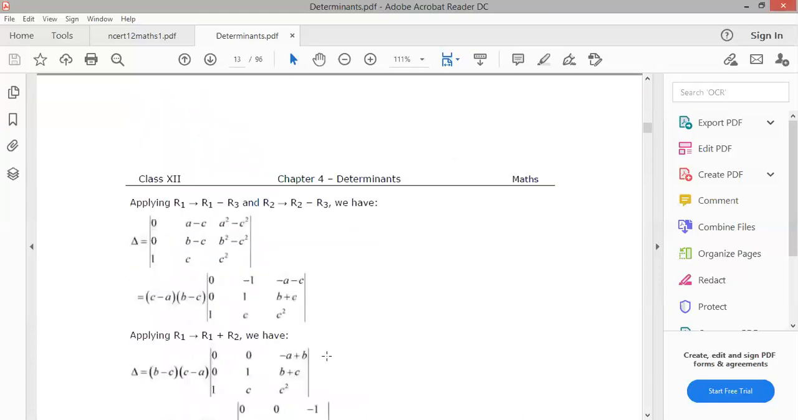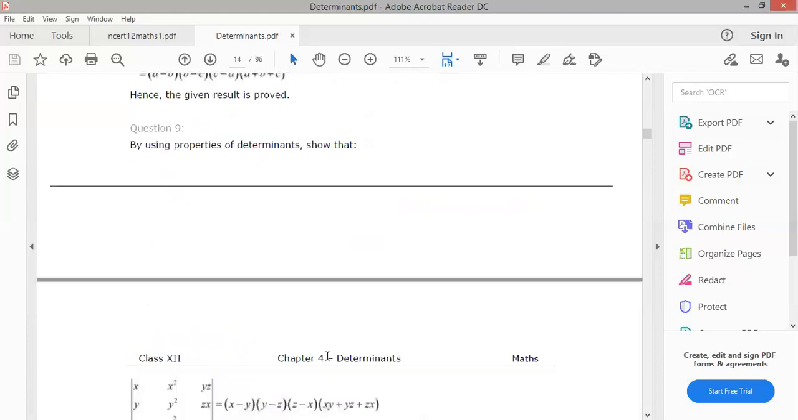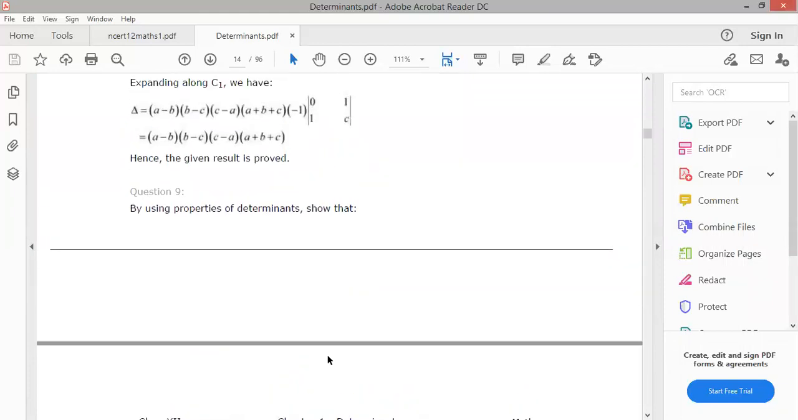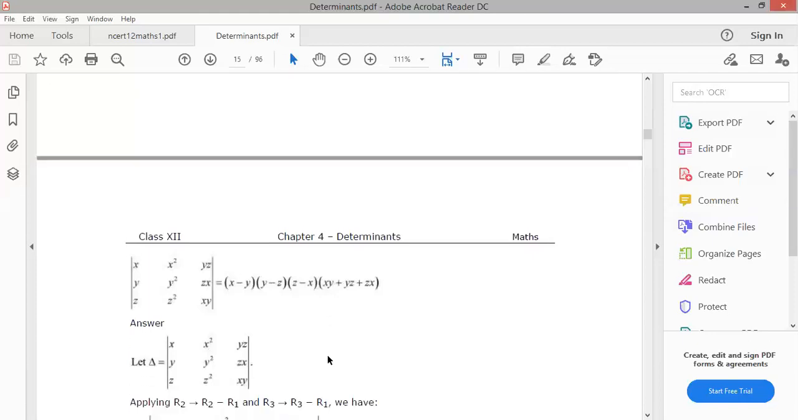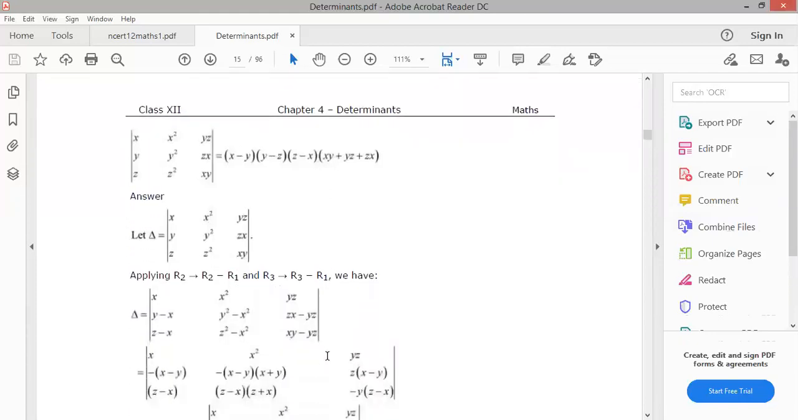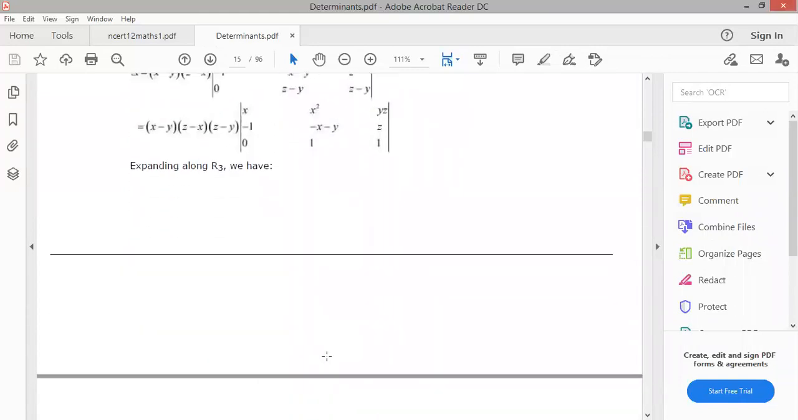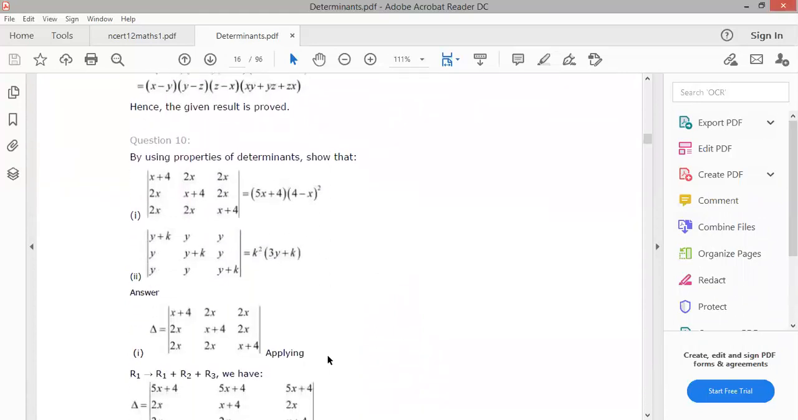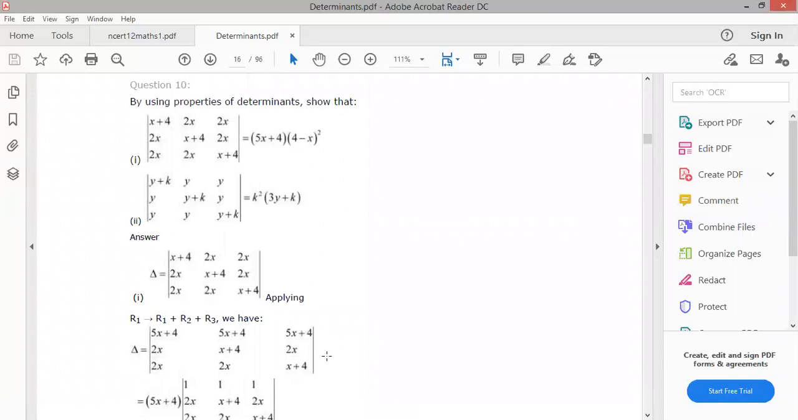Question number 8. You can solve it. Please see this. And this is question number 9. By using the properties of the determinants, we have to solve this. It's again the same. Please follow these steps. You can solve this question as well. After that, it is question number 10. By using the properties, show that this is equal to this. Please follow these steps in order to solve this question.